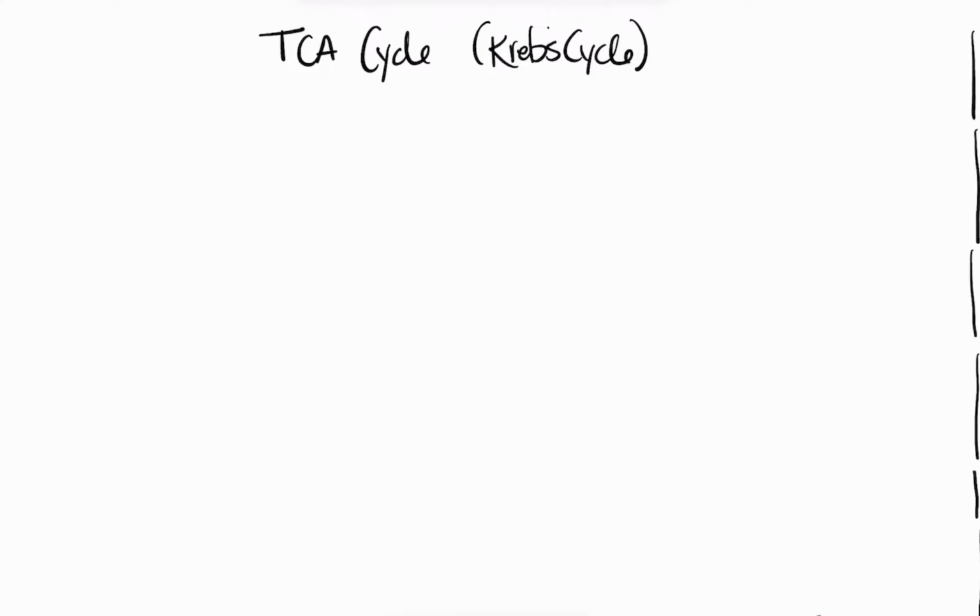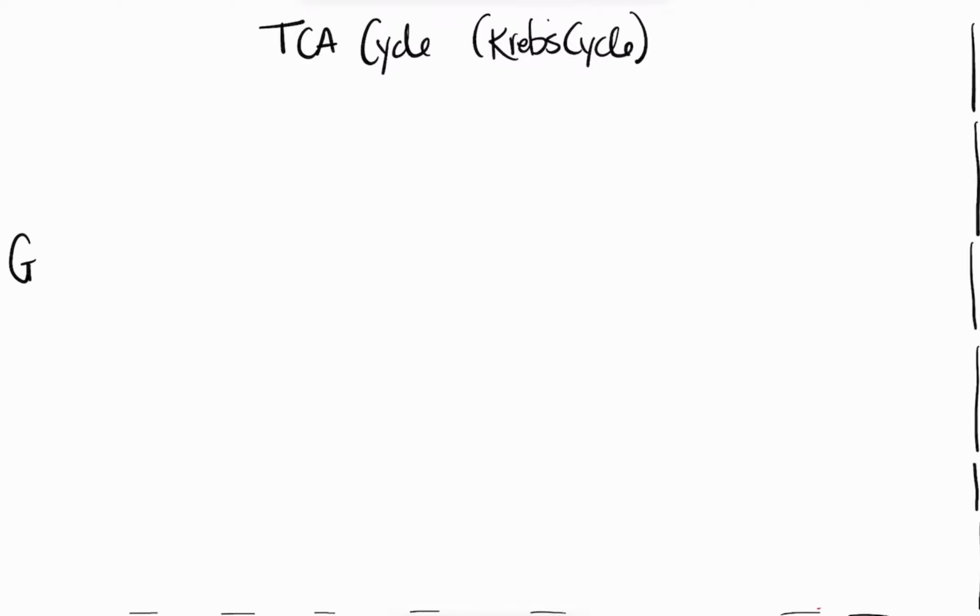This is a video reviewing the TCA cycle or the Krebs cycle. As a reminder, we're starting our story with glucose, which is a 6-carbon molecule. The bonds of those carbon have stored energy that we need to be able to get out to use for metabolic work.